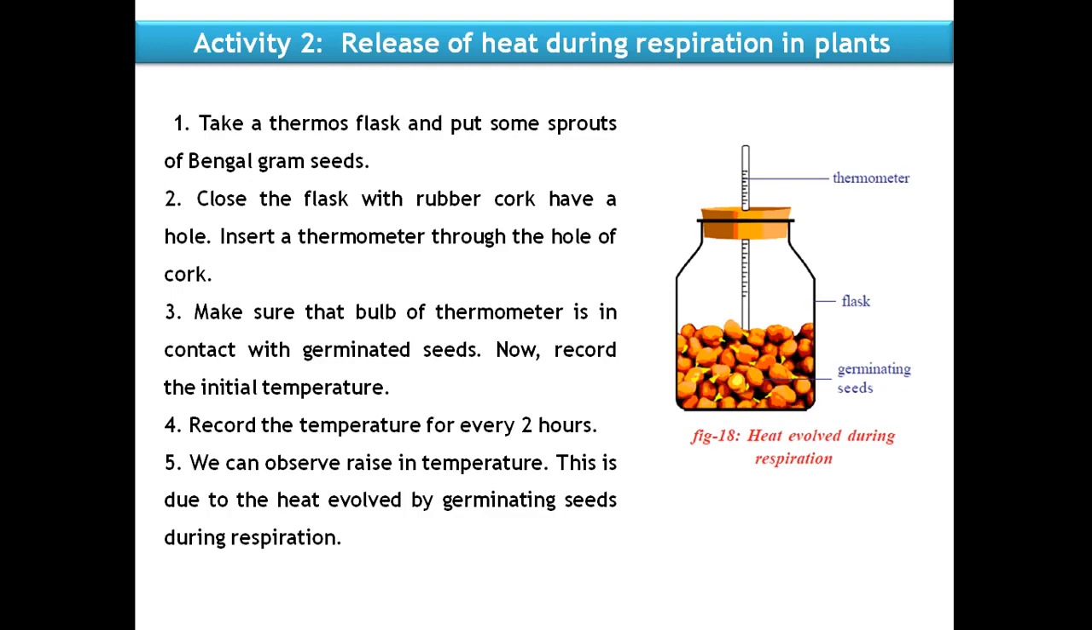Record the initial temperature, and the temperature of the flask is recorded every 2 hours. We can observe the rise in temperature. This is due to the heat produced by germinating seeds during respiration. If the same activity is done with dry seeds, the initial and final temperatures remain the same because dry seeds are inactive and cannot perform respiration. So, finally, we have learnt that carbon dioxide and heat are released during the respiration of plants.